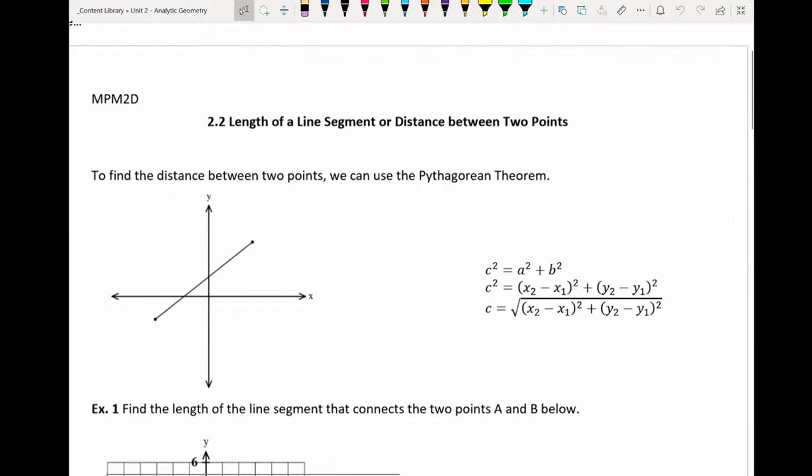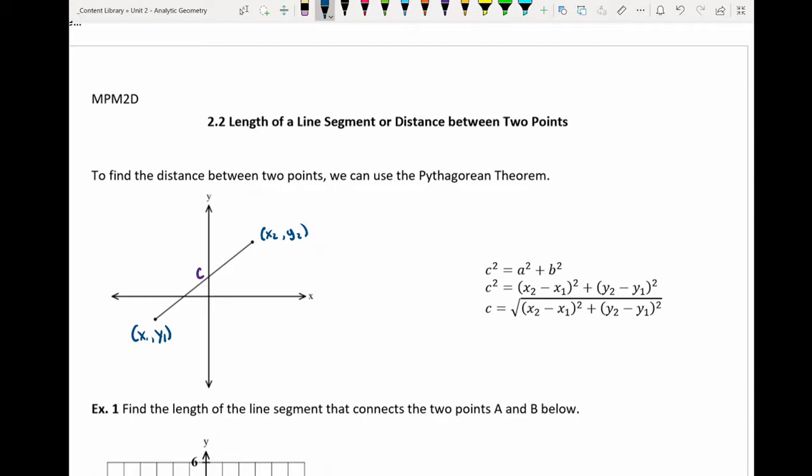So to find the distance between 2 points, we can use Pythagorean Theorem. And I already have it written out over here at the side, and it may look a little bit confusing, but let's look at our example here. So here we have our line segment, let's call that C, and we have our two endpoints. We have x2 and y2, x1 and y1. So those are our 2 points, and we need to figure out what is the length of this line.